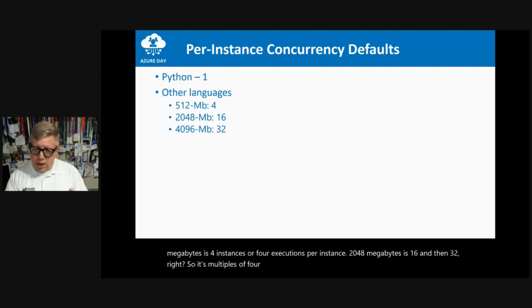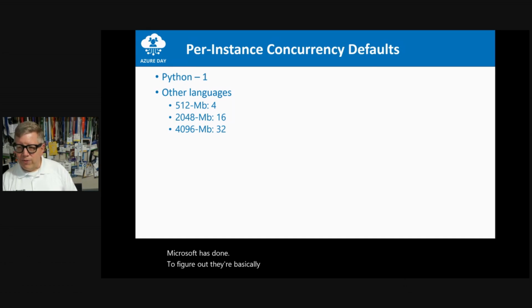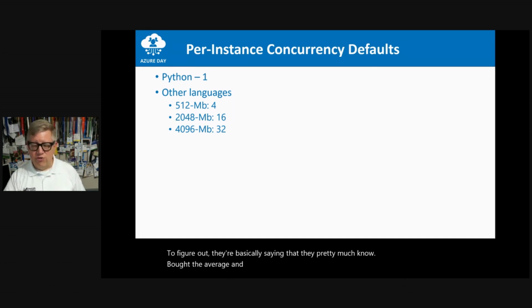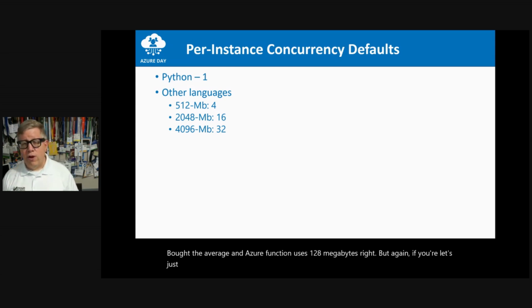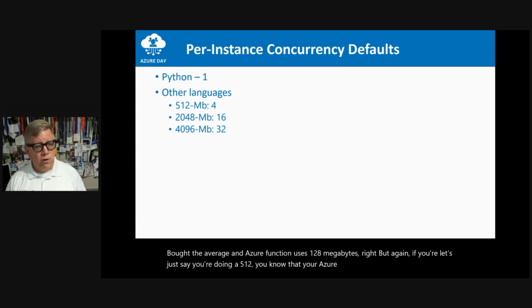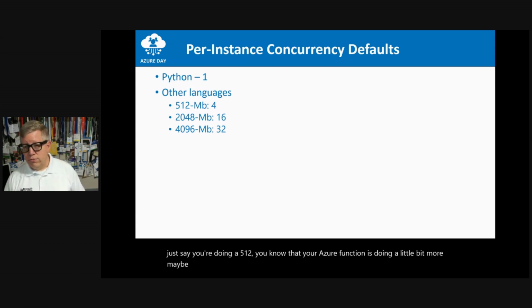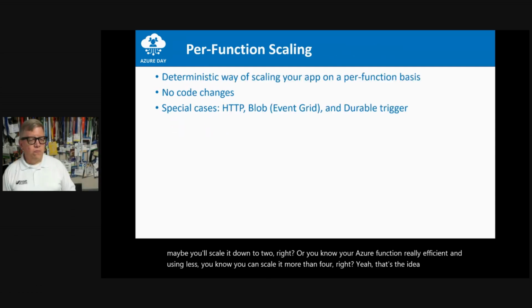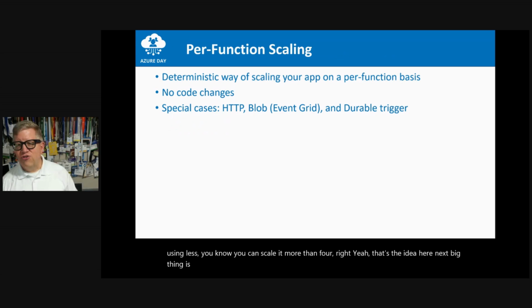And again, this is based upon math that Microsoft has done to figure this out. They're basically saying that on average, an Azure function uses 128 megabytes, right? But let's just say you're doing that 512, and your Azure function is doing a little bit more. Maybe you'll scale it down to 2, right? Or your Azure function is really efficient and using less. You can scale it more than 4, right? That's the idea here.